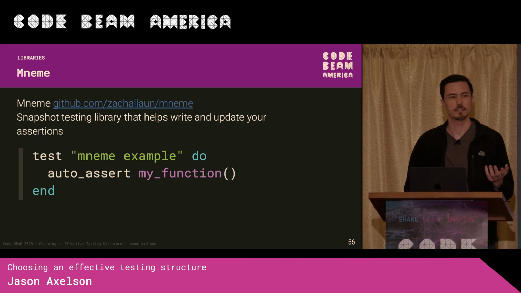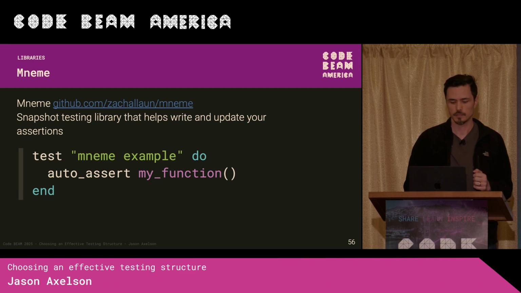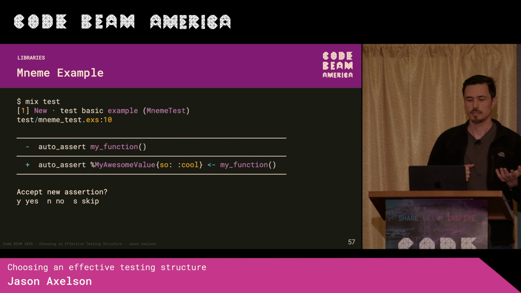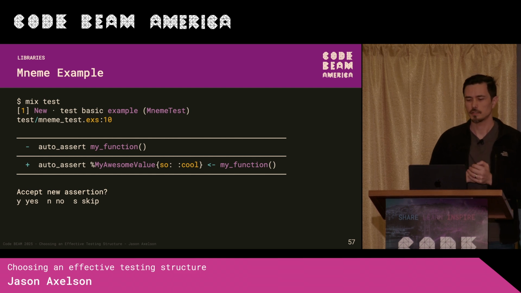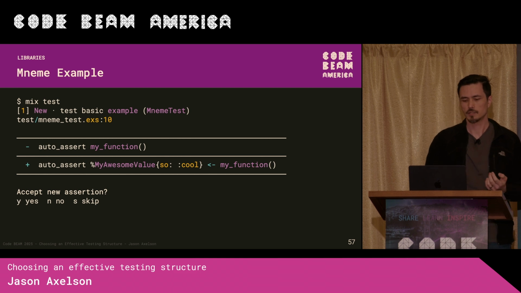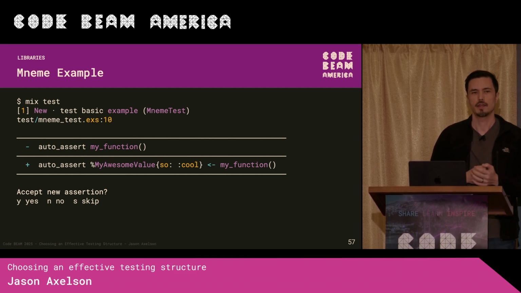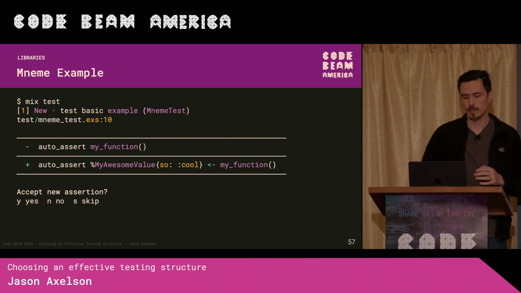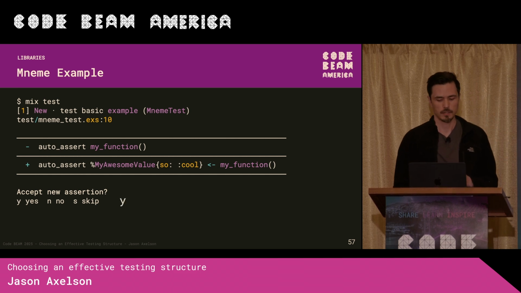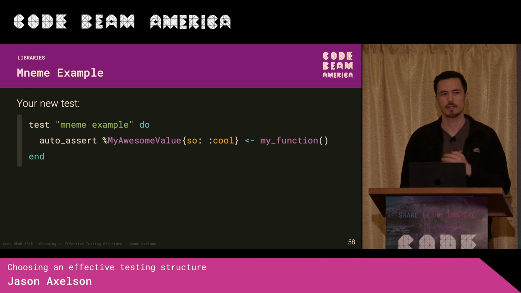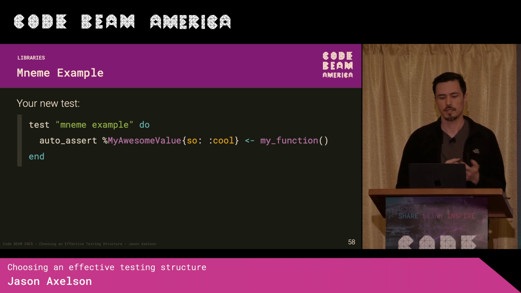So rather than writing a full assertion to start, you instead write this auto assert, and you call whatever function it is. And then when you run your tests, you'll see a prompt like this. And it will say, OK, do you want to update your assertion to what this function is returning, which is my awesome value, so cool. And it'll actually give you a few different options. When you find one you like, you press Y and press Enter. And then it will actually rewrite the source code of your test to have that new assertion without you having to do any extra work.